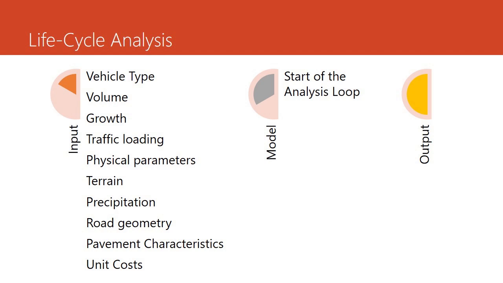With all data defined, HDM4 proceeds to the start of the analysis loop, initializing the simulation and beginning its year-by-year evaluation of road deterioration, user effects, and economic performance over the full analysis period. This structured input phase is crucial, as accurate and complete data ensures meaningful and reliable results from the HDM4 model.